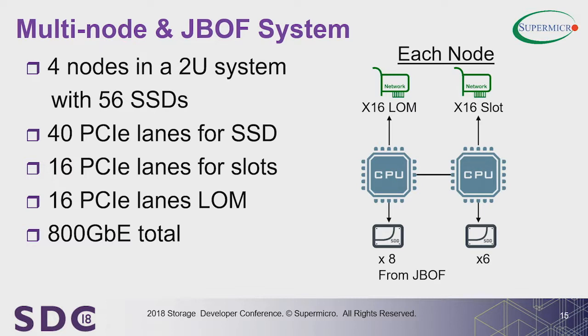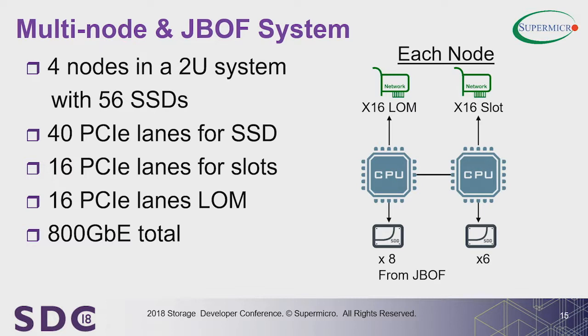The network kind of looks like this. I end up with a x16 LOM over here and a x16 slot over here. So I can get 200 gigabits coming off of my CPUs. And then, if you remember, each one of the nodes has x6 directly connected. And now each one of the nodes can have a x8 going off to the JBOF if you just divide them up evenly, depending on how you want to divide them. So now I can take 56 total drives. I've got 40 lanes for SSDs. I've got 16 lanes for the slot, 16 lanes for the LOM.